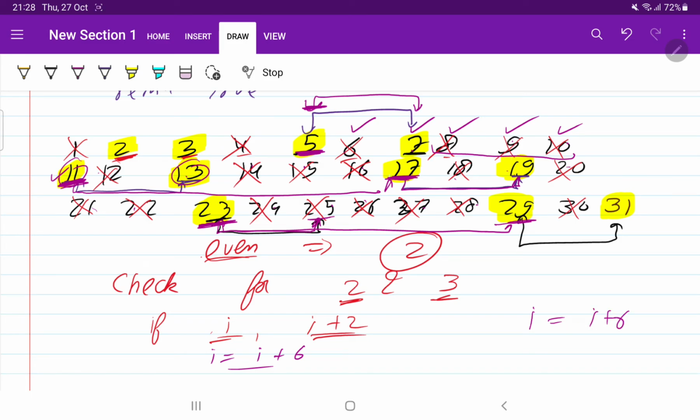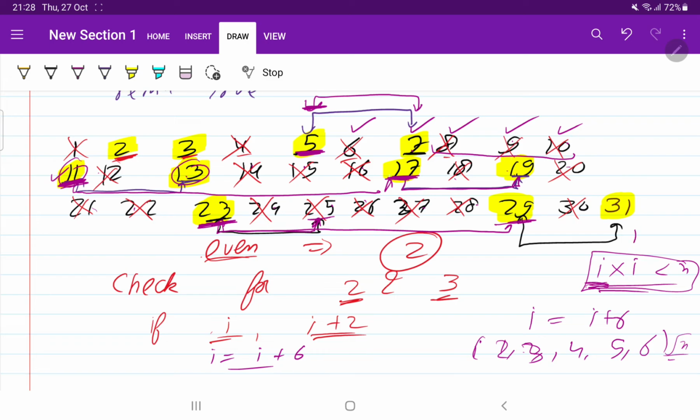So last time what we were doing? We were checking 2, then 3, then 4, 5, 6, till under root of n, till i square is less than n. This was the condition. Now with the same condition, what will we do? In the last approach, I was increasing i by 1.